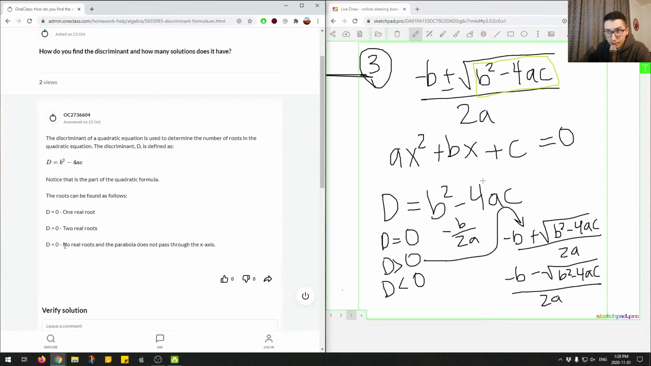And then finally, no real roots and the parabola does not pass through the x-axis. In this scenario, when this value is negative, we'll have the square root of a negative number, and we can't do the square root of a negative number. Since we can't solve this, we'd say there's no real roots. The roots are essentially imaginary, but that's for a different topic. All you really need to know is that when the discriminant is below 0, there are no real roots and the parabola does not pass through the x-axis. So let's outline what that means.